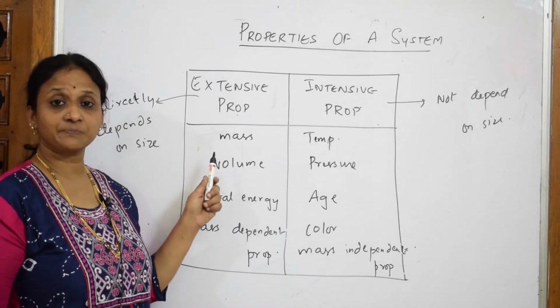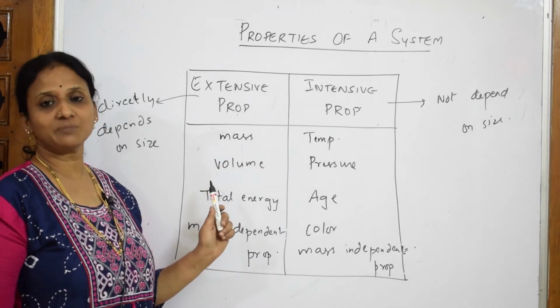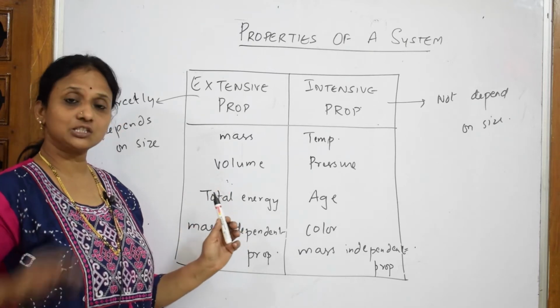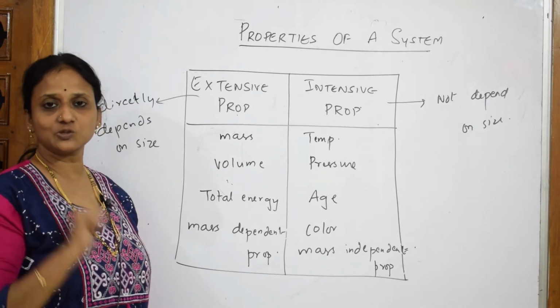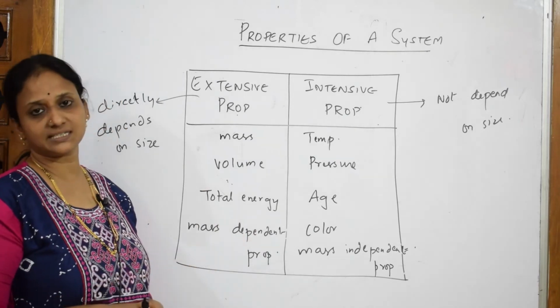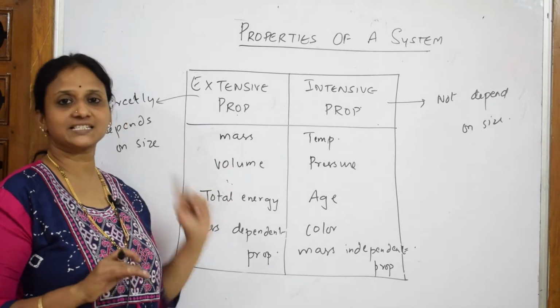First of all, mass, which we very well know. Volume also matters. Volume is also an extensive property. Along with that, the total energy exchange happening between the test tube and the surroundings is also an extensive property. Whichever is mass dependent comes under extensive property. So mass dependent properties are all extensive.